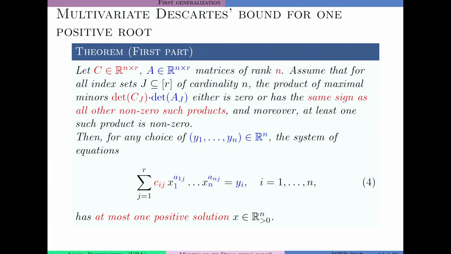So if I have two matrices and this product of determinants is either zero or has the same sign as all other non-zero such products, for instance, if it is positive all the time, and moreover there is at least one non-zero, then there can be, for any choice, at most one positive solution. Now, there are some signs here, the signs of the minors.